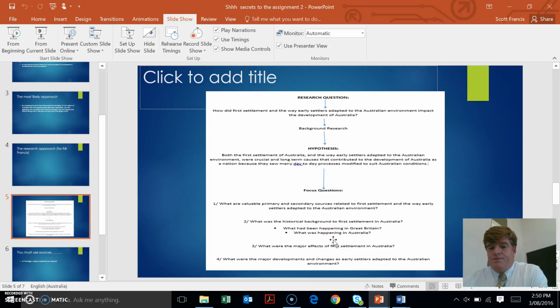what had been happening in Great Britain? What was happening in Australia? What were the major effects of first settlement in Australia? And what were the major development changes as early settlers adapted to the Australian environment? Now, I don't want to go into so much depth about those. We'll look at those a little bit more. What's really important now is you start with your research question and start thinking about that background research. And we'll go through these in more depth a little later on.